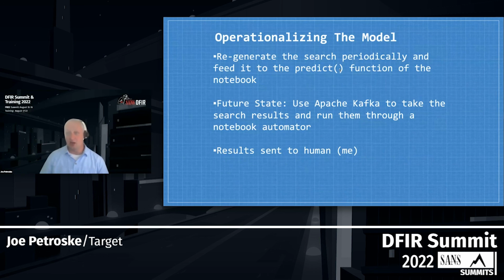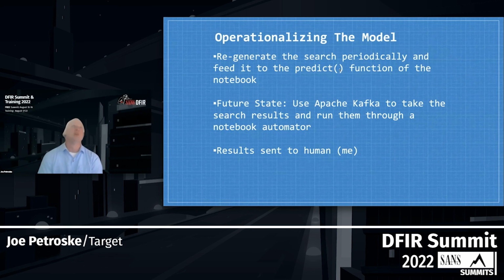What I'm going to be doing here in the future is the intent. What I want to do is take the search that generated the data in the first place and automate that through something like Kafka. Take those results and put them someplace I can get at them, and then use a notebook automator to run the routine over and over again with new uncontrolled data every time, and then just have the results sent to a human.